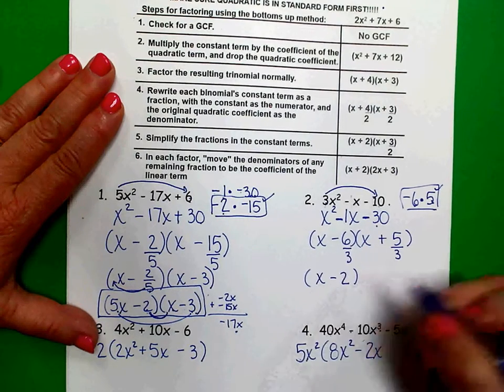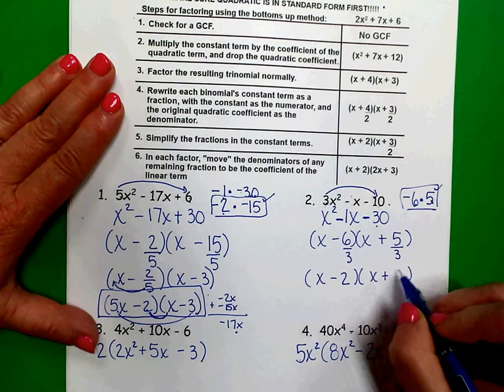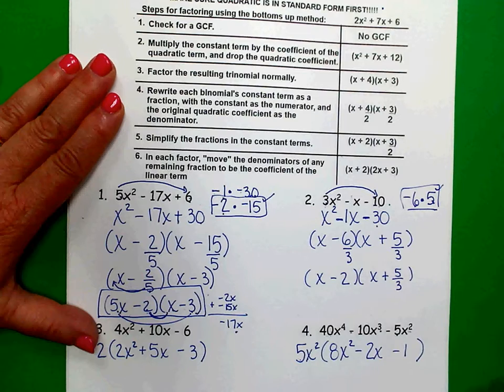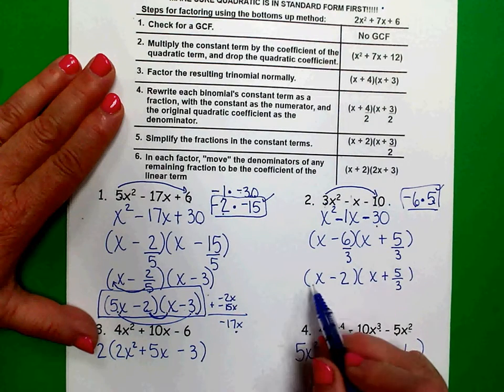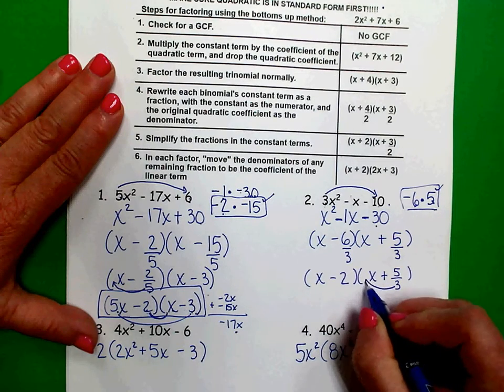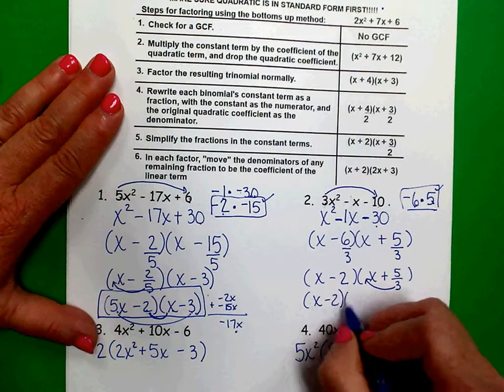5 over 3, if you type it into your calculator, stays 5 over 3 when you math enter that, so it doesn't reduce. This parenthesis here is fine because there are no fractions. This one with the fraction, I need to move the bottom to the top. X minus 2, 3x plus 5.